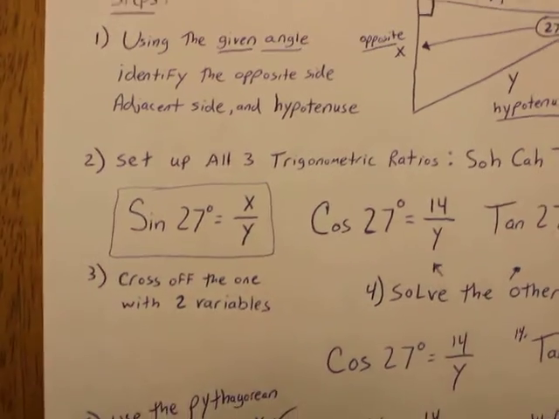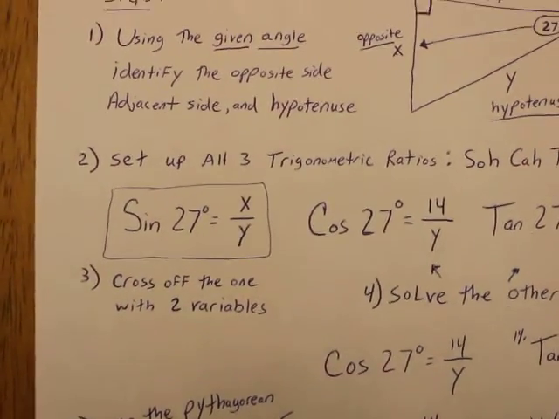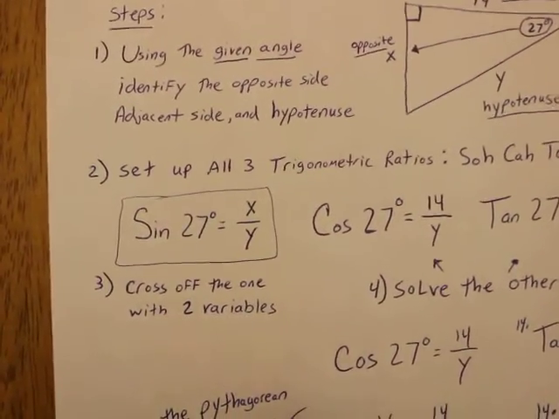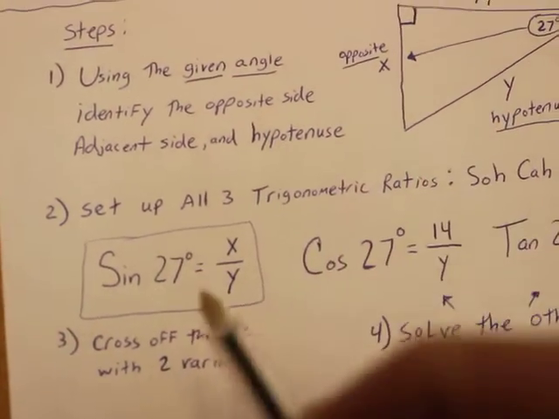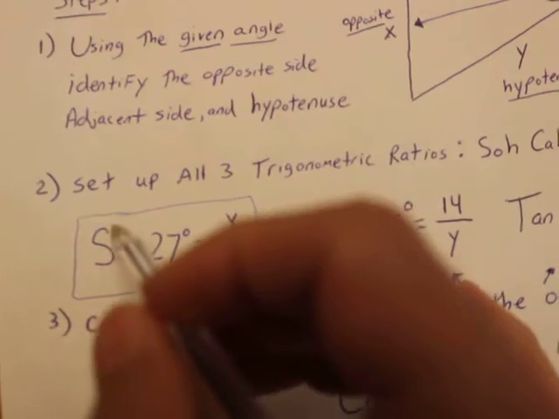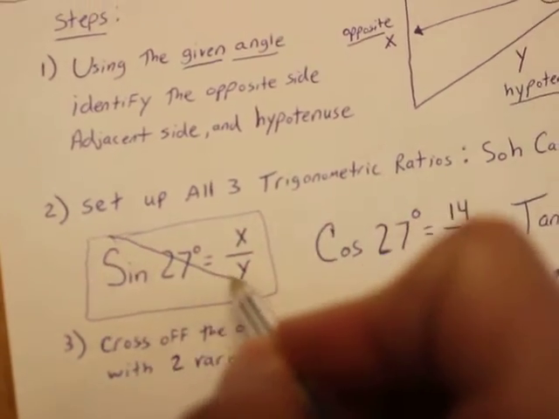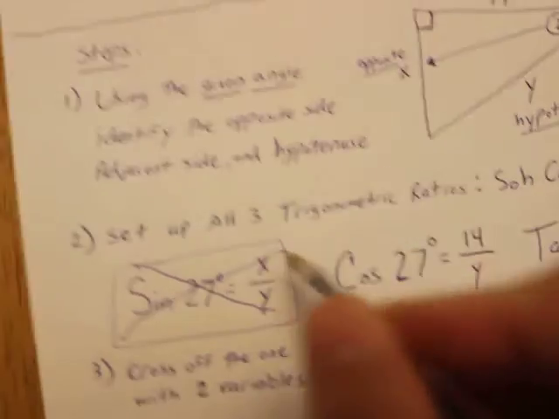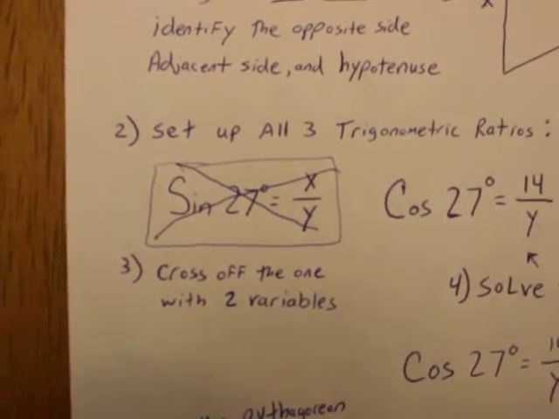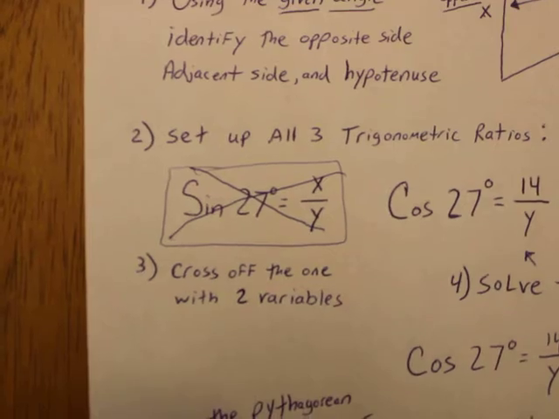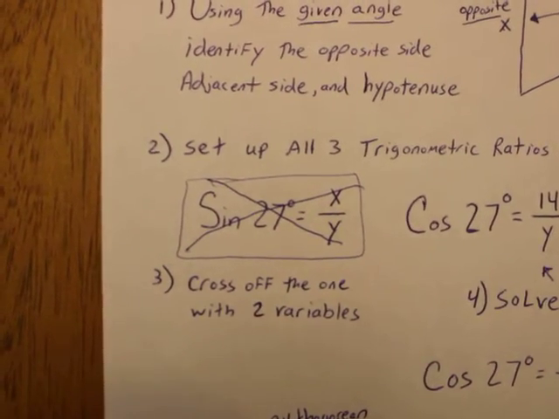Now, what you're going to do is cross off the one that has two variables. So this one here, I'm going to try to keep my hand steady while I cross it off, because I'm videotaping while I do this. You're going to cross that one off. The reason you cross off the one with two variables is because you can't solve for x and y in the same equation. You can only have one variable.